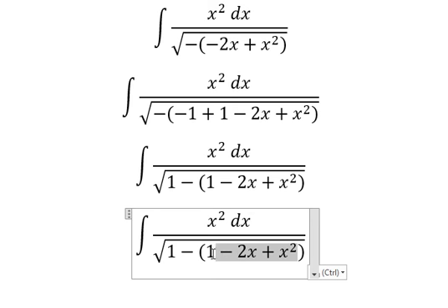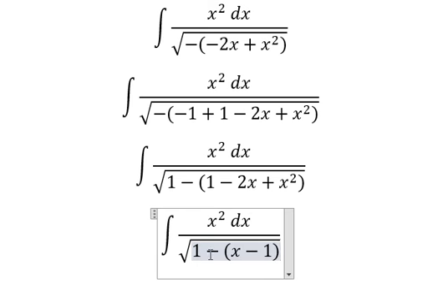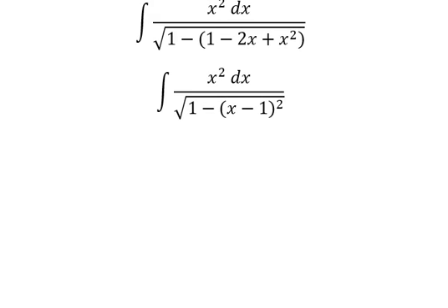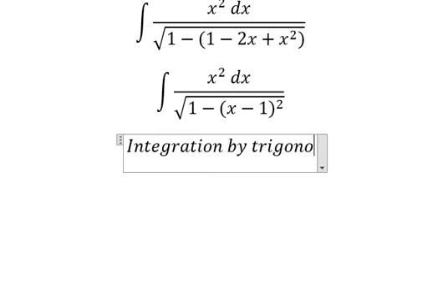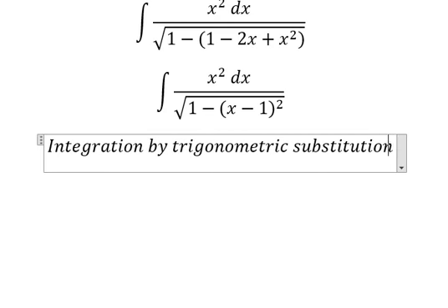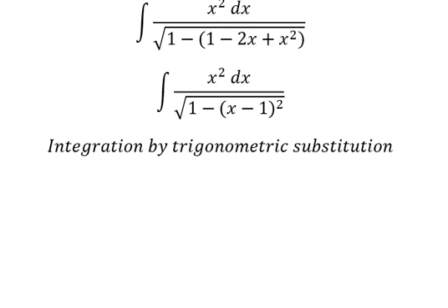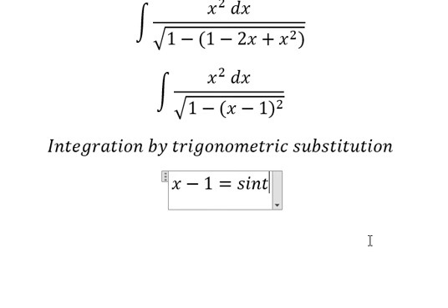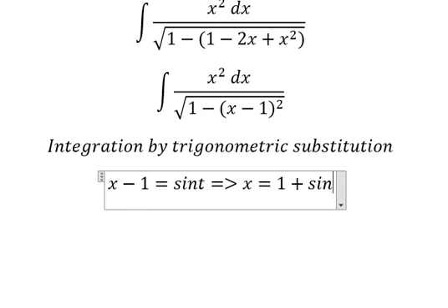So this one is about identities. So I will put s minus 1, everything to the power of 2. Next, we can use integration by trigonometric substitution. So I will put s minus 1 equals sine t. So we have s, so we put negative number 1 to the right, and we have s equal to 1 plus sine t.